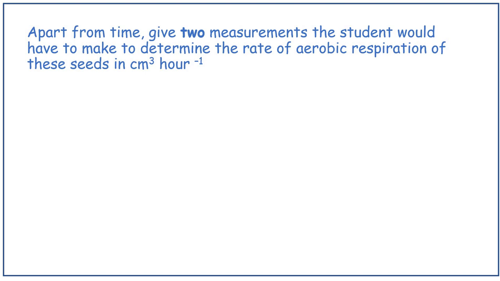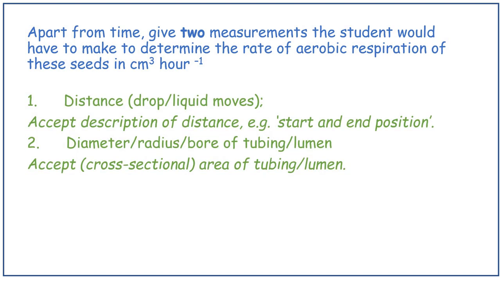Apart from time, give two measurements the students would have to make to determine the rate of aerobic respiration of these seeds in centimetres cubed per hour. So, the centimetres cubed bit, they're going to have to find the distance that the liquid moves, but also the diameter or radius of the tubing. So from that, they can find the volume.